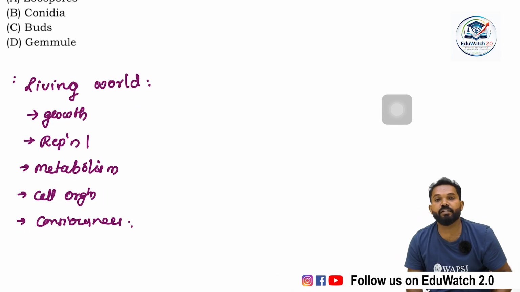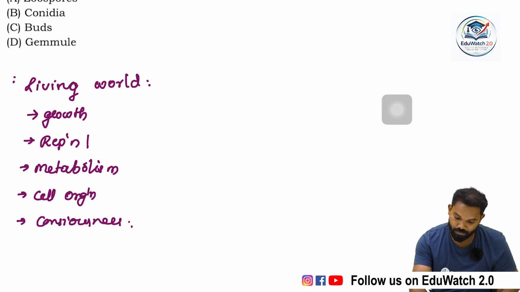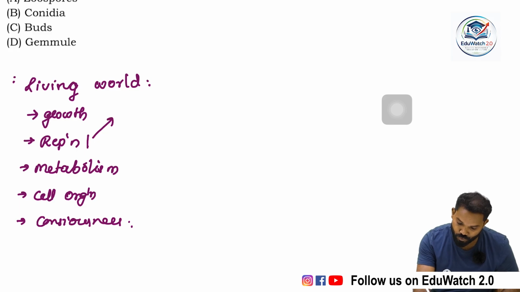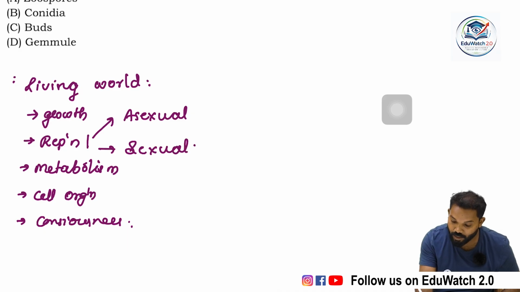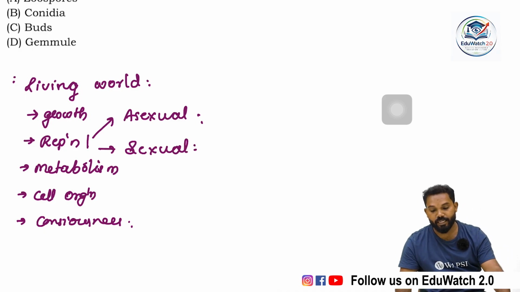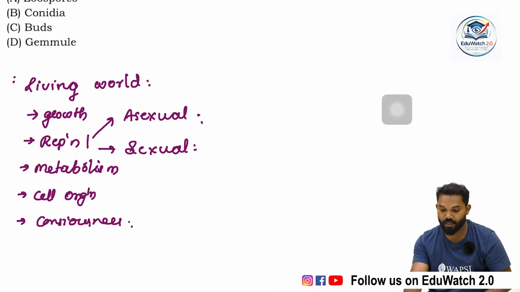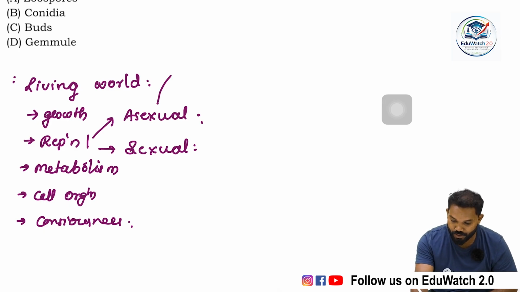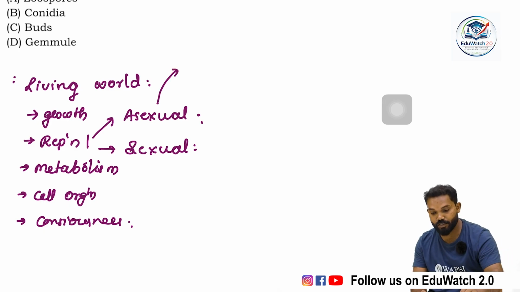There are different types of reproduction. Mainly they are categorized into two: asexual reproduction and sexual reproduction. There are two types of reproduction, asexual and sexual. Asexual reproduction means there is no involvement of two parents.